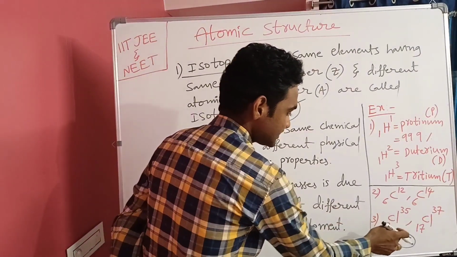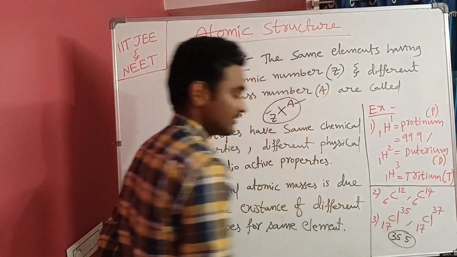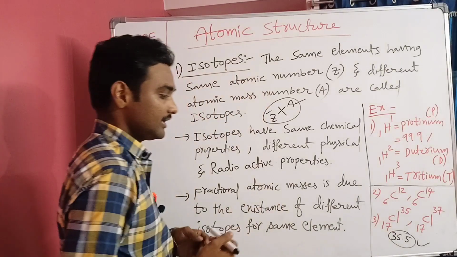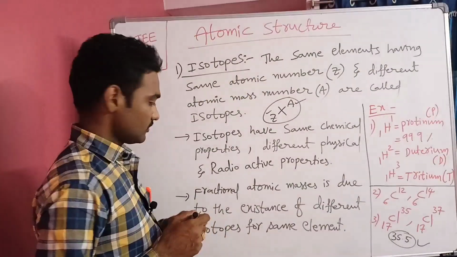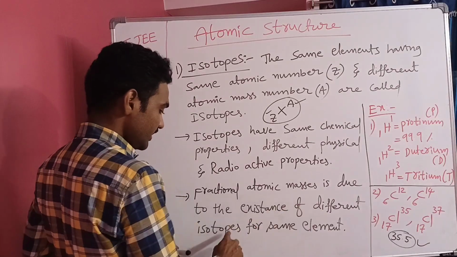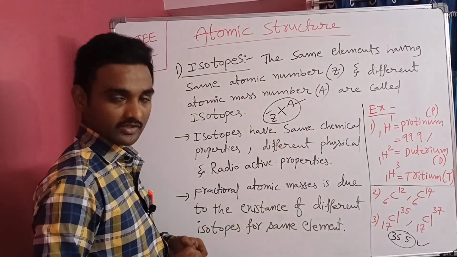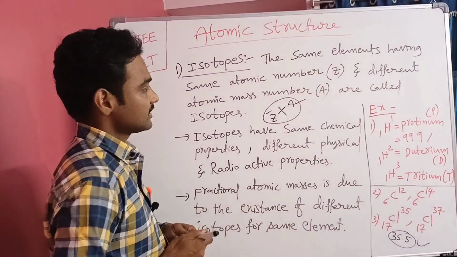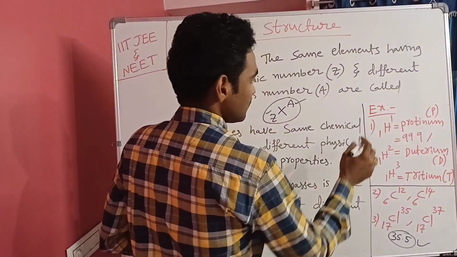They are chlorine-35 and chlorine-37. That's why atomic mass is fractional. The fractional atomic mass is due to the existence of different isotopes of the same element. Have you understood? It is applicable for only some elements. Next, examples.